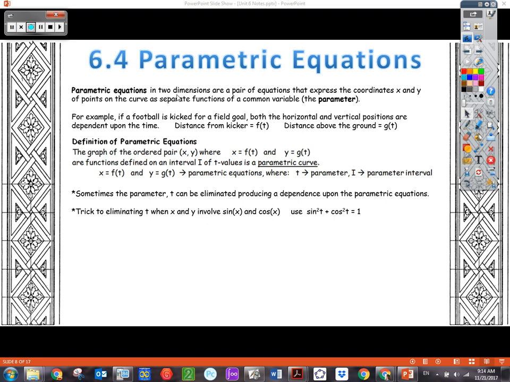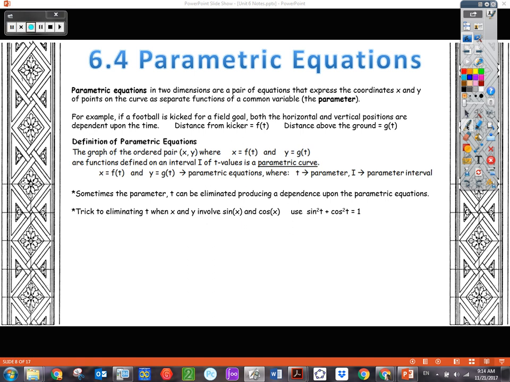But in 2 dimensions, they're a pair of equations that express the coordinates x and y of points on the curve as separate functions of a common variable, the parameter. So let me just give you an example. If we are looking at a scenario where a football is being kicked, you've seen in the past, like in Algebra 2, you have this path, here's the ground, say there's a goalpost over here. You've seen that scenario like in Algebra 2 where you would use an upside down parabola to basically explain or describe this movement.